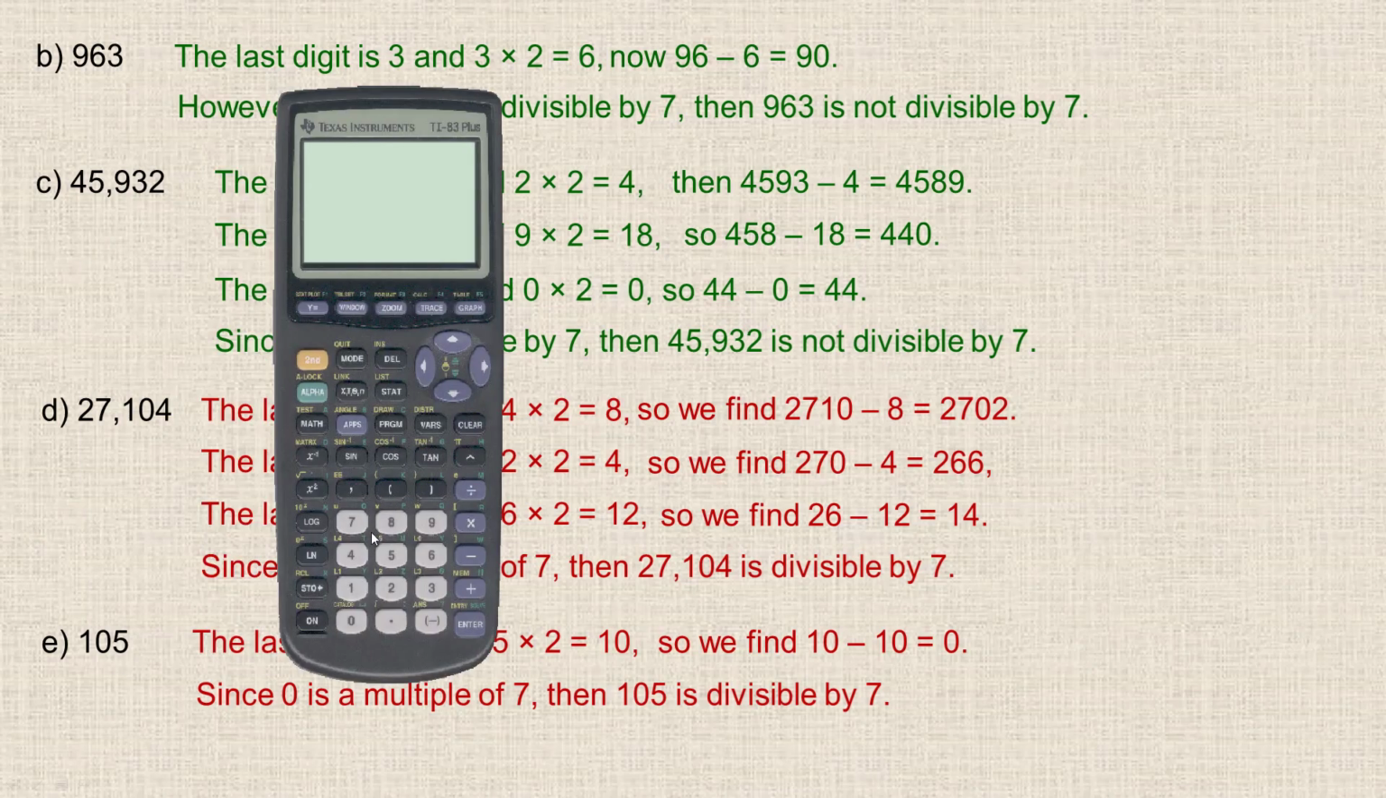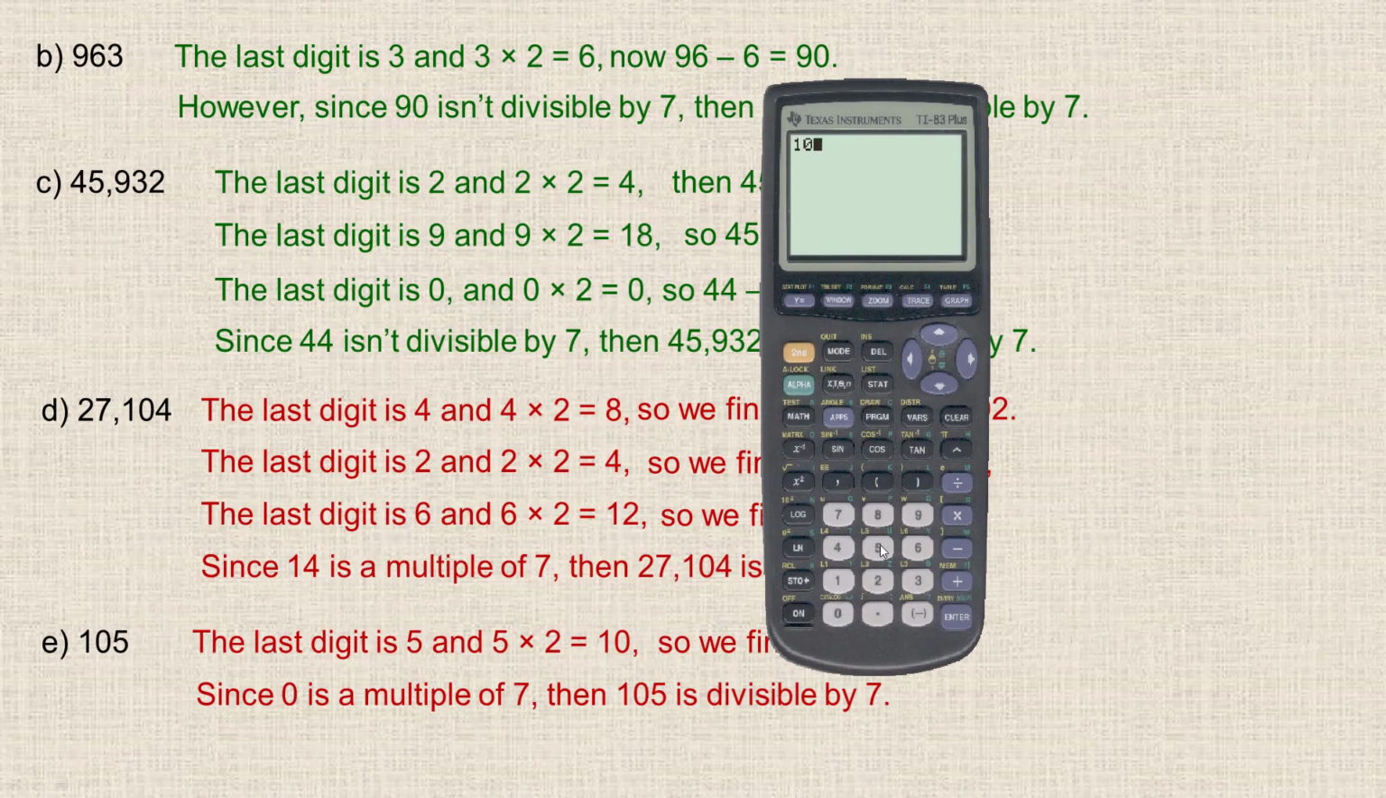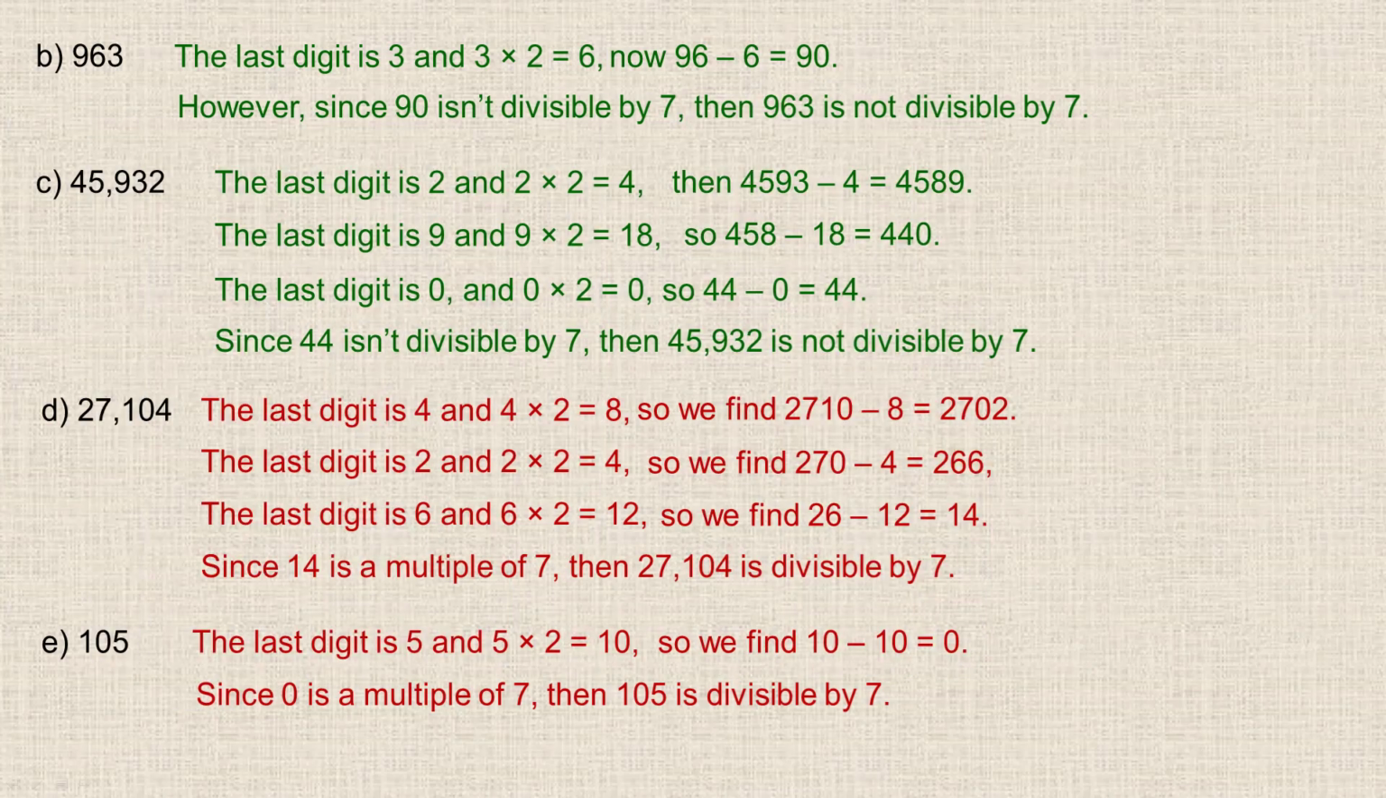And of course, we can check with our calculator. 105 divided by 7 does work out to 15 evenly. So 7 does go into it evenly, so it's divisible by 7. So that's the divisibility rule for 7. You subtract the last digit doubled from the remaining digits and keep on going until you see a number that's either recognizable as being a multiple of 7 or not, to say whether it is divisible by 7 or not. And that's the end of the tutorial.